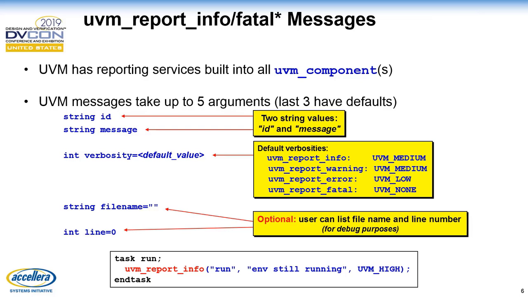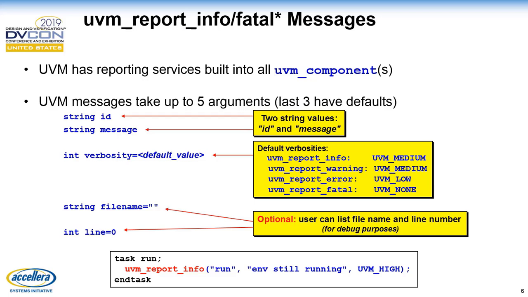So if you're using one of the method varieties, one of the messages, and by the way, when you look at examples, certainly the older UVM examples tend to use the methods. Once you get to newer ones, they tend to use the macros. But the methods have reporting services built in for all your components. And the UVM messaging methods take up to 5 different arguments. The last 3 have default values.